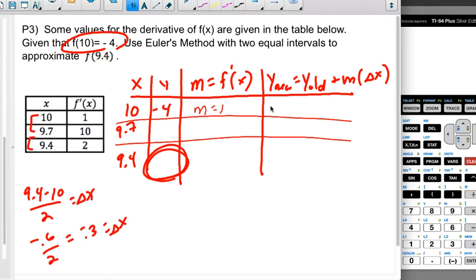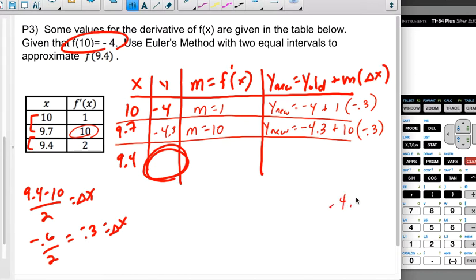So my new y is going to be the old y, negative 4, plus my slope, 1 times the negative 0.3. Negative 4 and a negative 0.3 is a negative 4.3. My slope for the next one is going to be the slope at 9.7, which is 10, right? My new y is going to be the old y, which was a negative 4.3, plus the slope, which is 10, times the negative 0.3, right? So that seems to be a negative 4.3 minus a 3, right? Because that's what 10 times 0.3 would be, is a 3. So I think I get a negative 7.3. So my f of 9.4 is approximately negative 7.3.